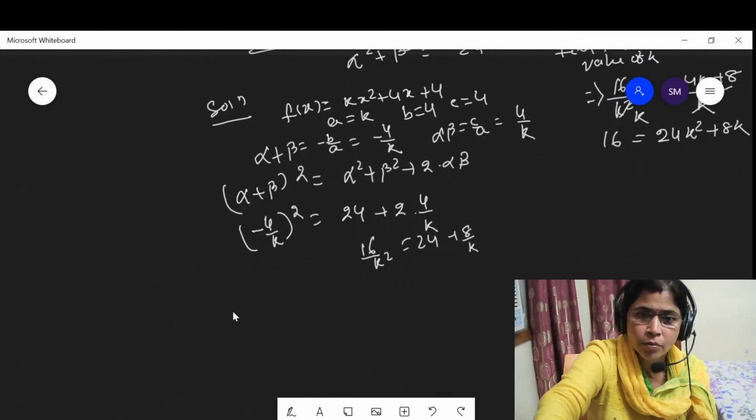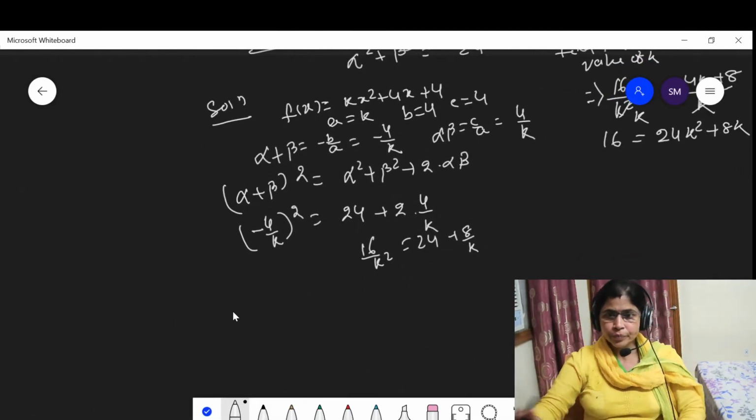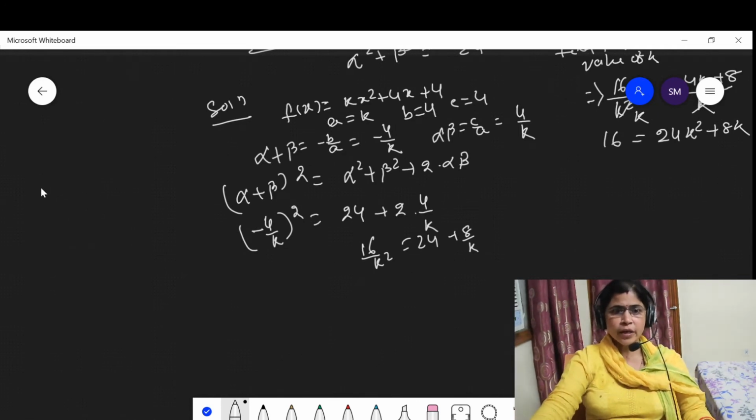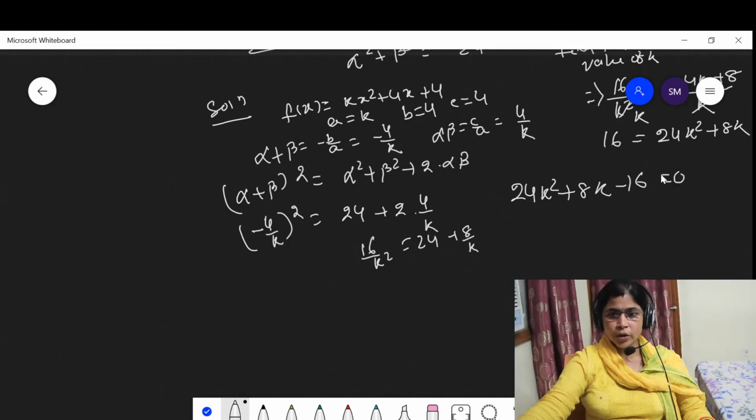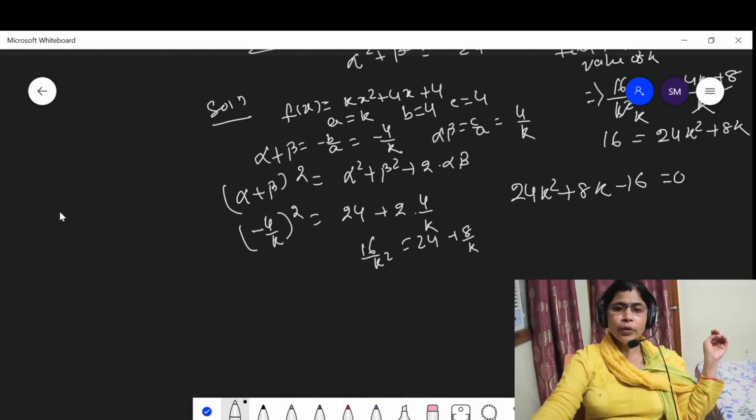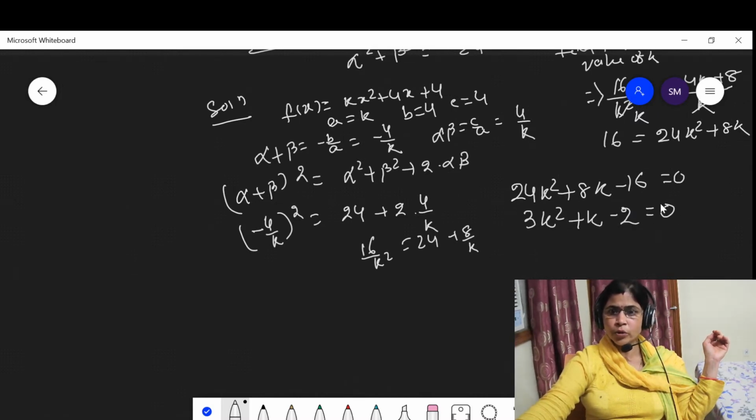Now let us solve the quadratic from here. Here the question is given. Now look at here. This quadratic is 24k square plus 8k minus 16 is equal to 0. Here we have to find out the value of k. Then if we take 8 common, this will be 3k square plus k minus 2 is equal to 0.